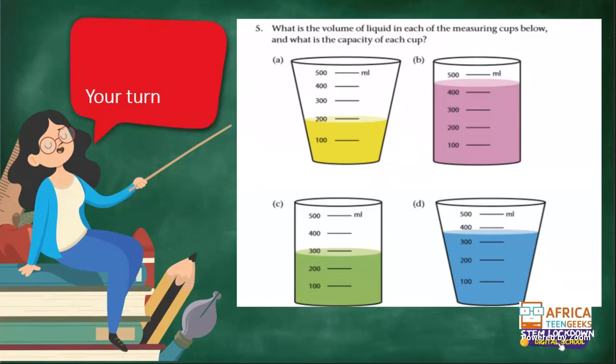Let us look at C. 280 milliliters volume, capacity 500, right? The measurement is below 300 milliliters. Answer there would be 280 milliliters, and capacity is 500. So let's look at D.